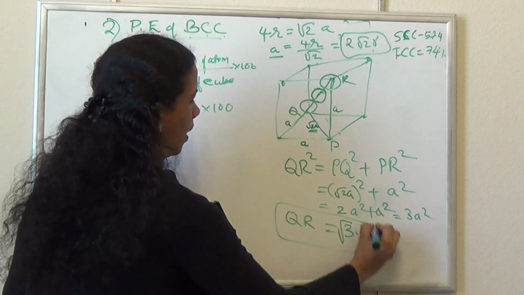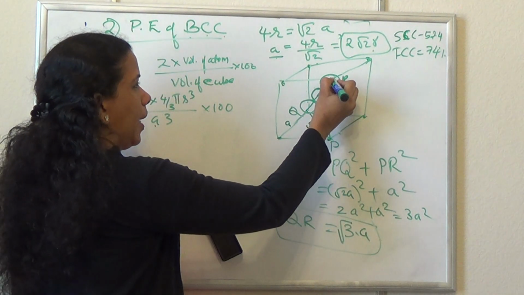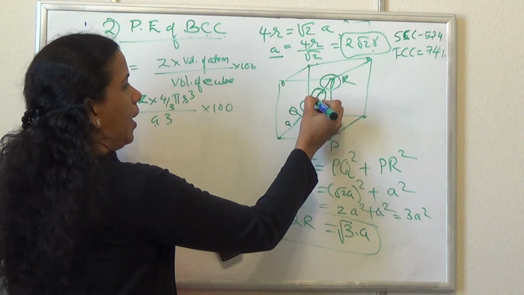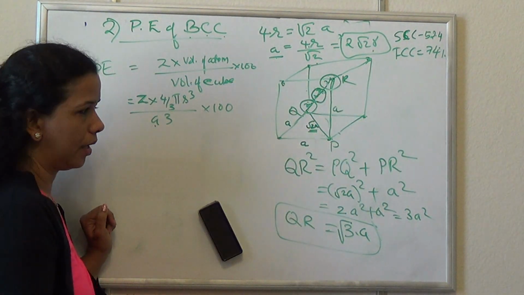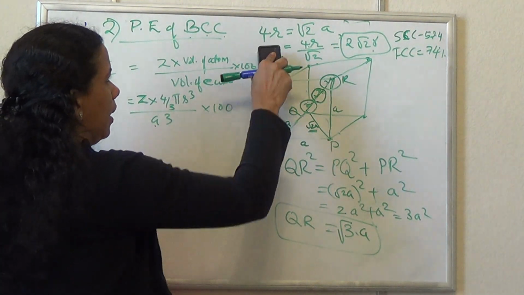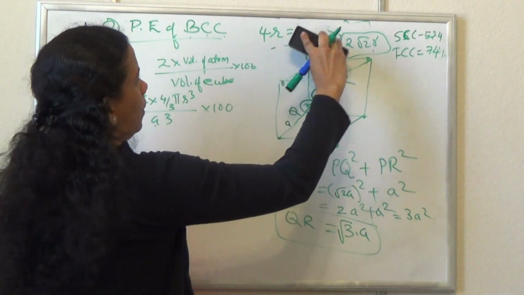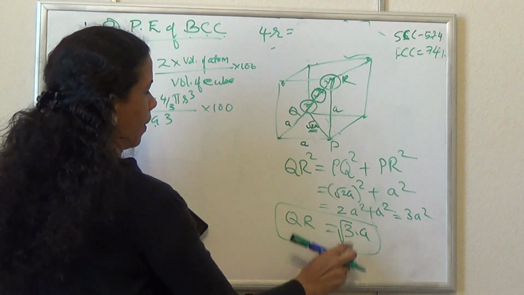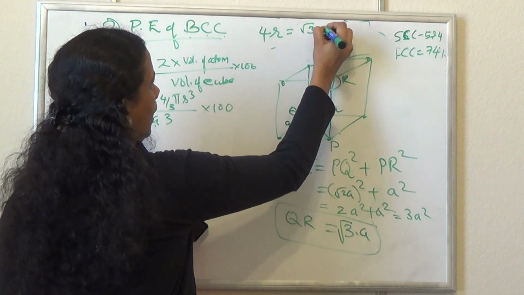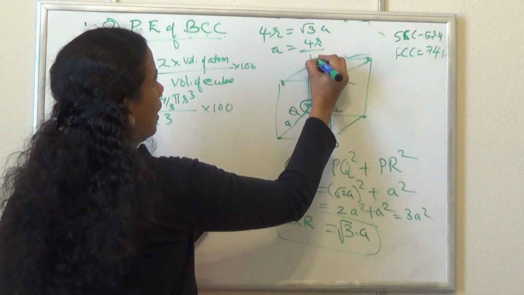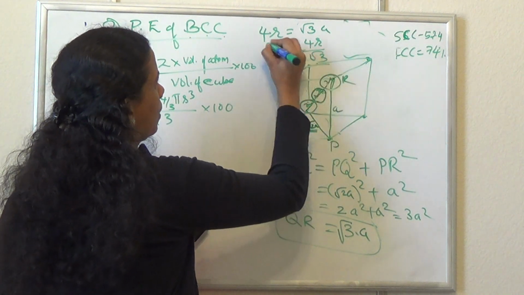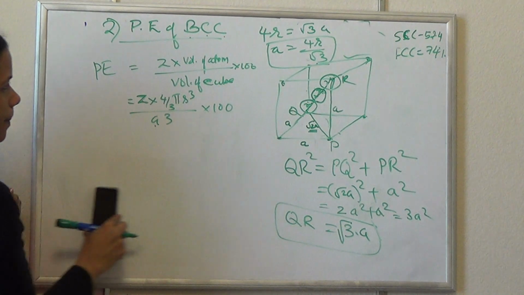That is QR. Then QR, how many radii are there? One radius, one diameter, R. There are 4 R. So what's the relation here? 4R is equal to root 3a. Then a is equal to 4R by root 3. We have to substitute this value of a in this equation.